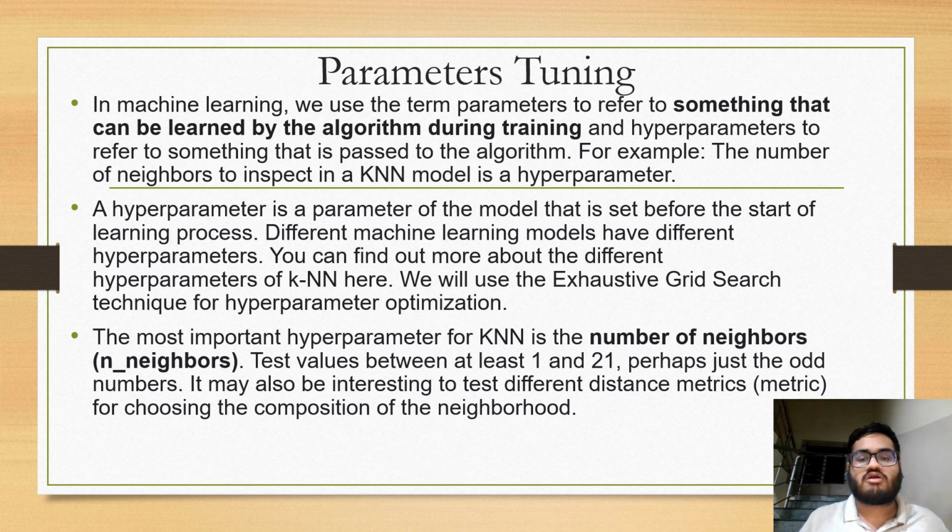Different machine learning models have different hyperparameters. You can find out more about the different hyperparameters of KNN here. We will use the exhaustive grid search technique for hyperparameter optimization. The most important hyperparameter for KNN is the number of neighbors, n_neighbors, with test values between at least 1 and 21, perhaps just the odd numbers. It may also be interesting to test different distance metrics for choosing the composition of the neighborhood.